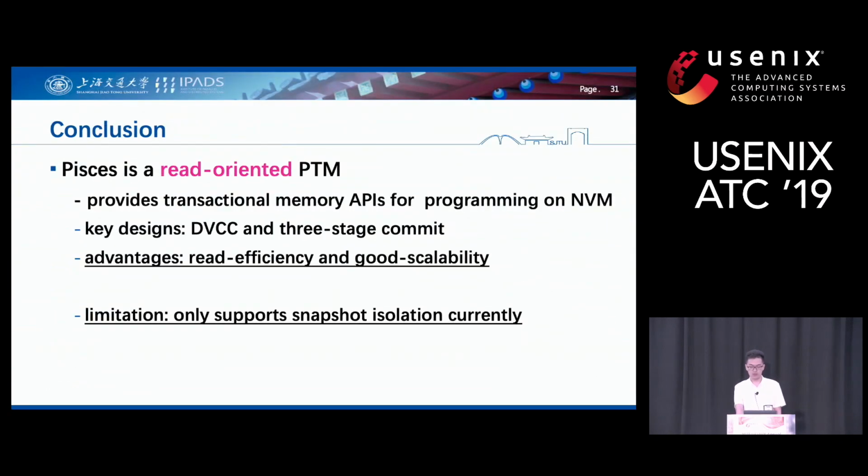So to conclude, this talk presents Pisces, a read-friendly PTM that provides transactional memory APIs for programming on NVM. With several techniques such as DVCC and three-stage commit, Pisces achieves both read efficiency and good scalability while ensuring snapshot isolation and crash consistency. Thank you for your attention.